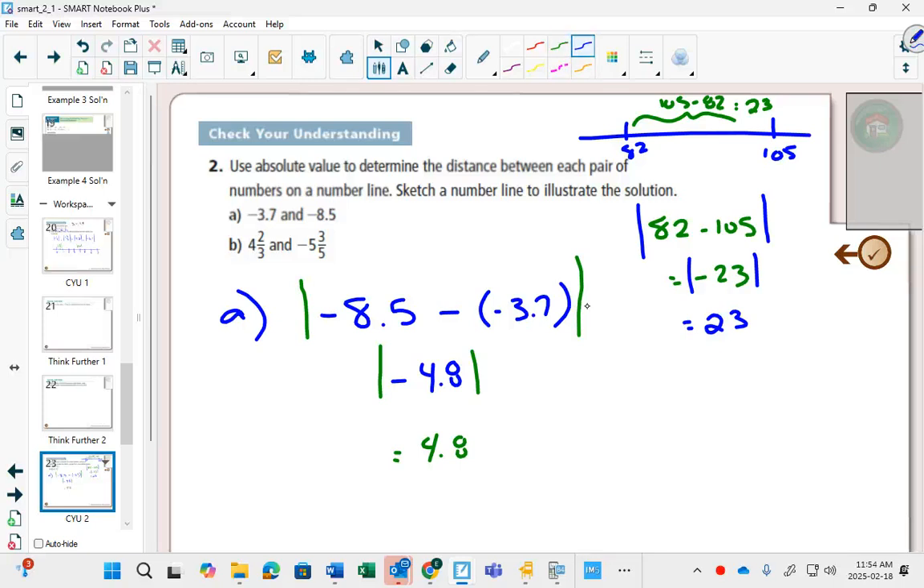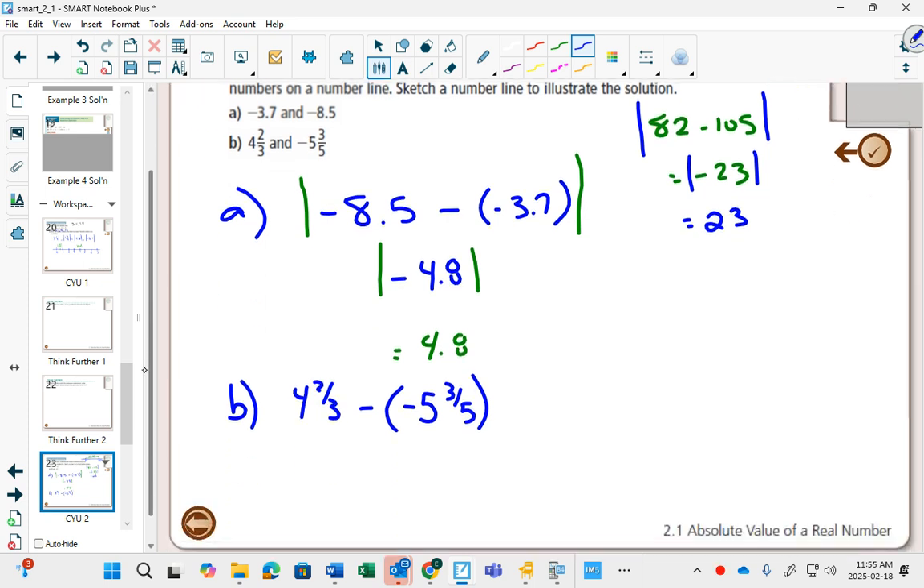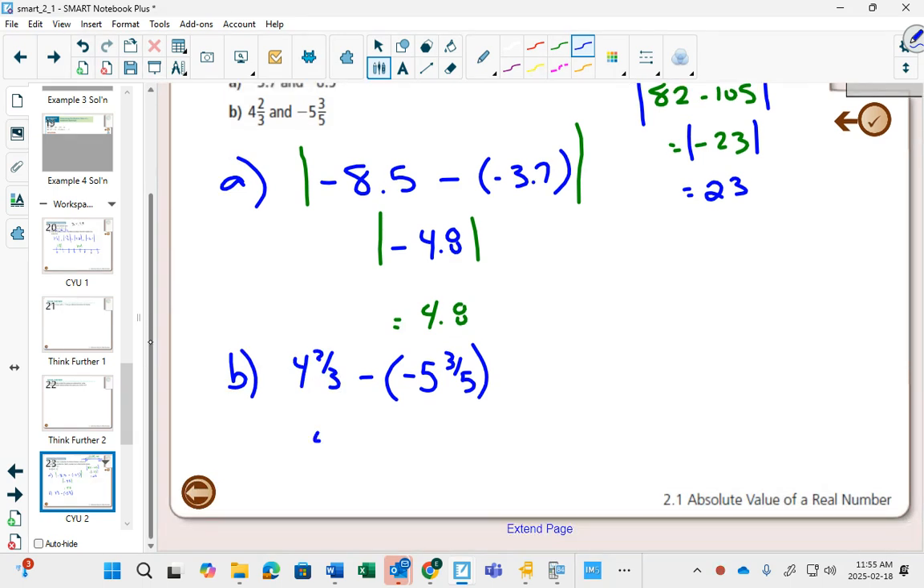But if you had done this question, I think it's obvious that the 4 and 2/3 is bigger than the negative number. And if you did that without the absolute values, it's perfectly fine, because you're going to get a positive number. Subtracting a negative is adding.